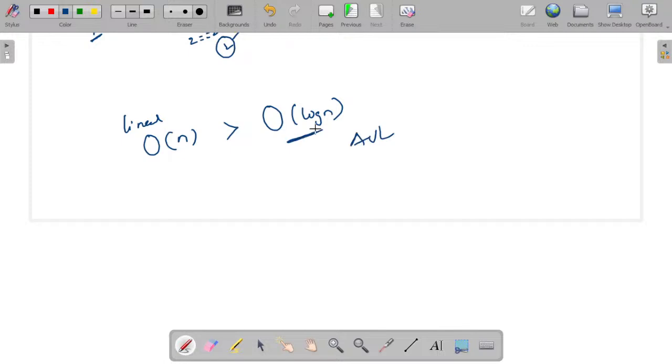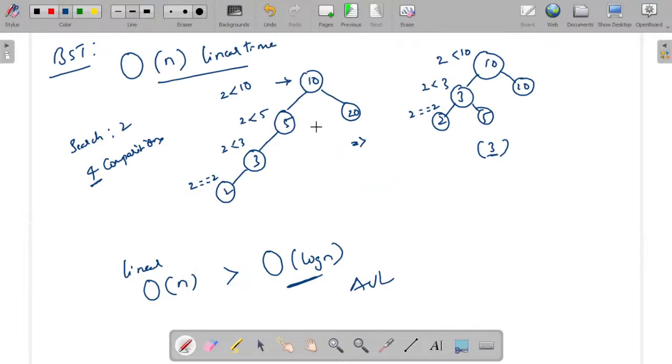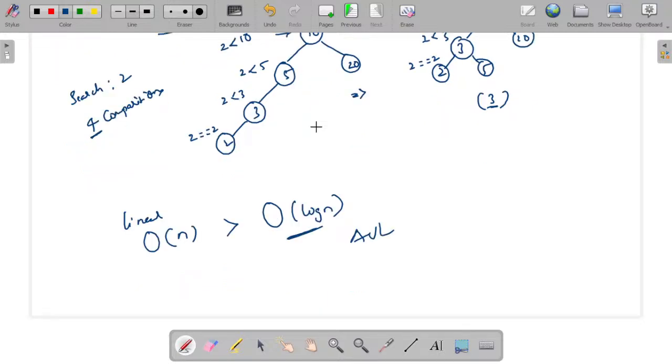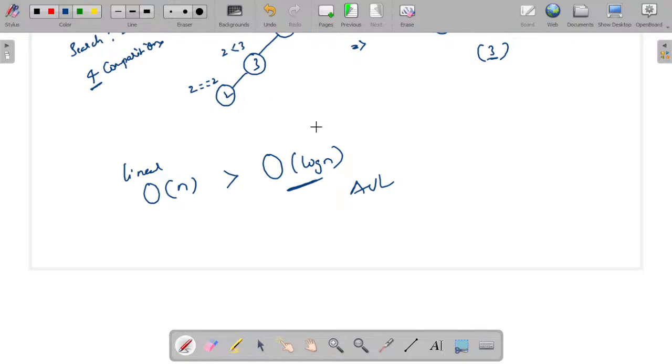So since the AVL tree is reducing the time complexity in search operations, that is why we are going to go with an AVL tree rather than a binary search tree if your program's goal is to reduce the search time. So this is the benefit of an AVL tree compared to a binary search tree. I hope I have answered your question.